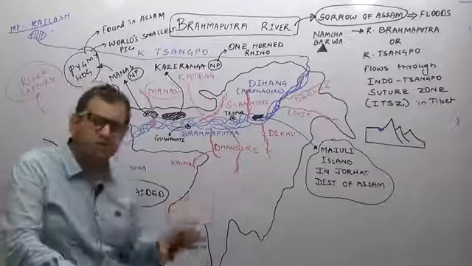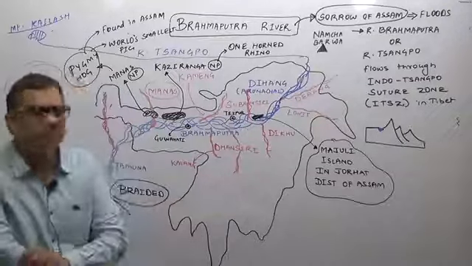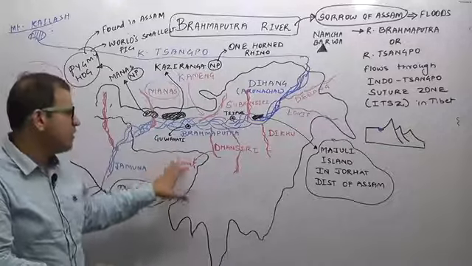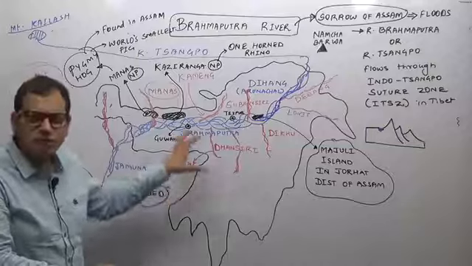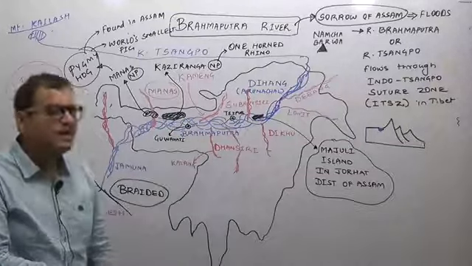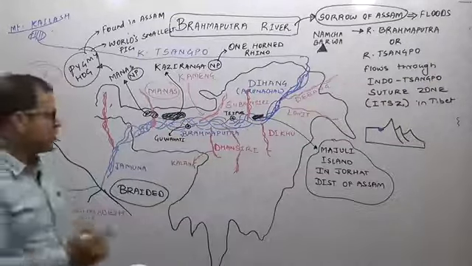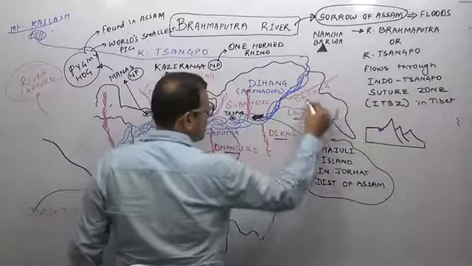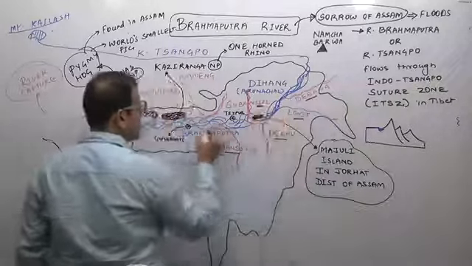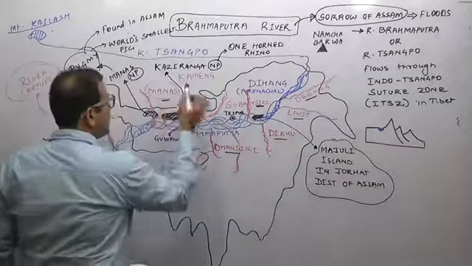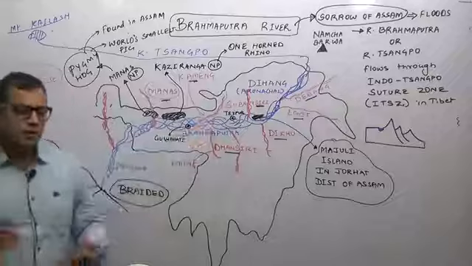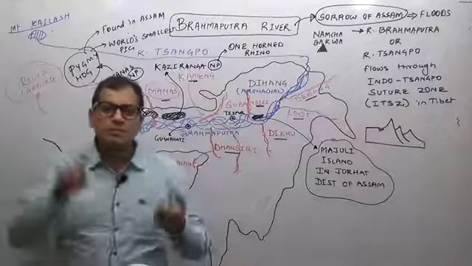I am giving you a choice: if you want to remember Kalang, you remember. But remember the tributary Dhansiri, remember the tributary Dhiku, remember Lohit, remember Debang, remember Subansiri, remember Manas, and remember Kameng. So what are the tributaries of the river Brahmaputra?